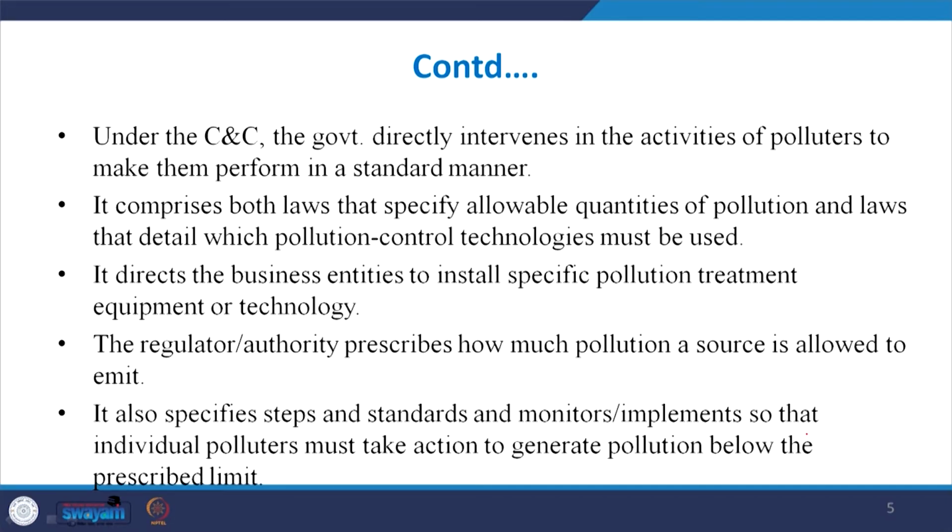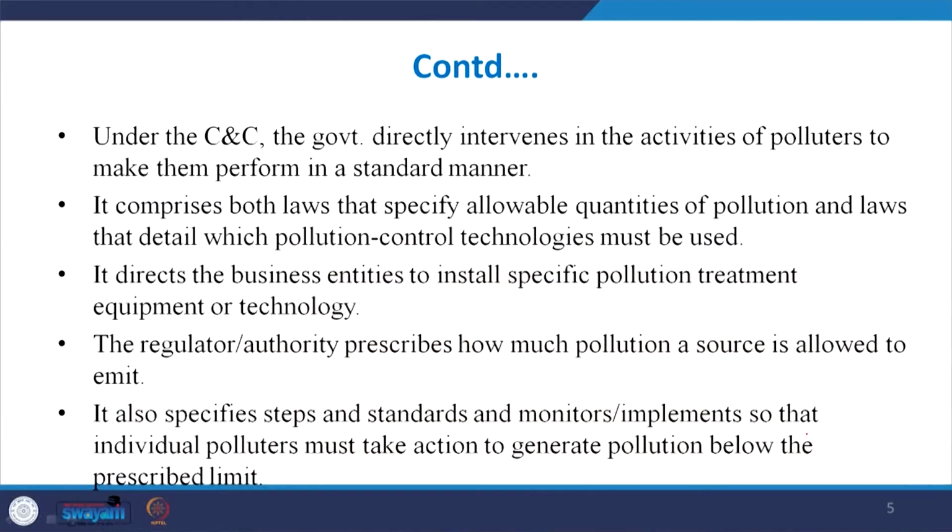So, the government can say that you should have the height of the chimney up to a certain limit, or a specific device can be installed, or a specific technology can be used, and then the regulators through their machinery, like the Central Pollution Control Board, the staff of the Central Pollution Control Board can visit the company and see whether the specific device is installed or not. So, that is actually the technology standard. It also specifies the steps and standards and monitors and implements, so that individual polluters must take action to generate pollution below the prescribed limit.